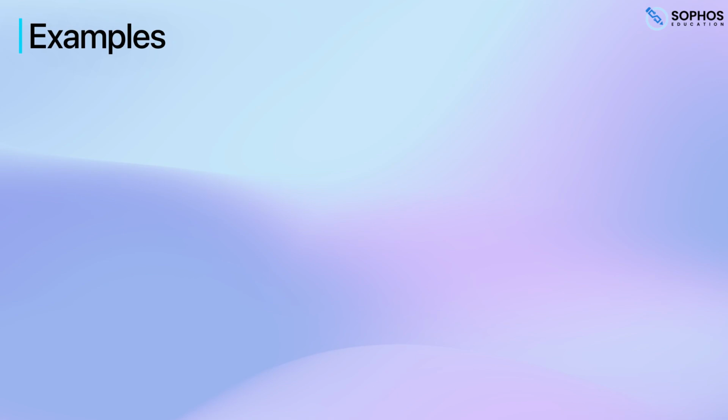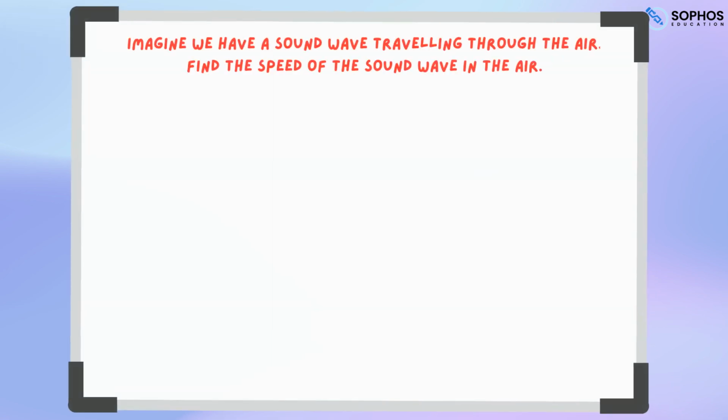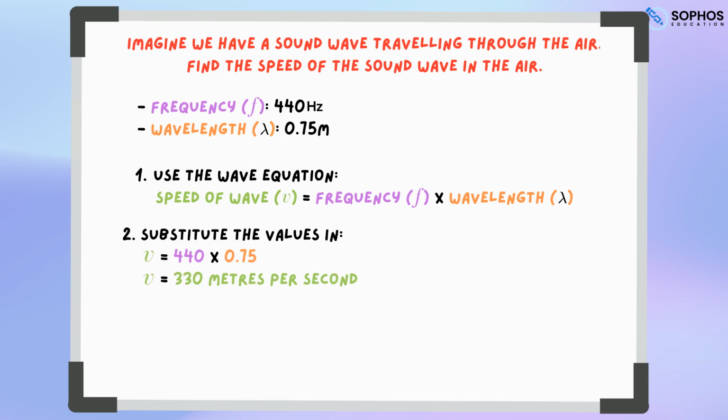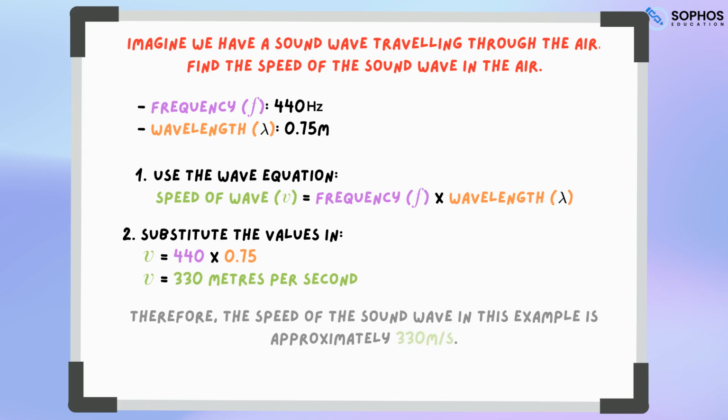Now, let's go through some examples to see how we can apply the wave equation in practical situations. Imagine we have a sound wave traveling through air, and we know that the frequency is 440 hertz and the wavelength is 0.75 meters. We want to find the speed of the sound wave in air. Using the wave equation, we can substitute the values we have been given. This gives us a calculation of 440 hertz multiplied by 0.75 meters. When we perform the multiplication, we get a final figure of 330 meters per second. Therefore, the speed of the sound wave in this example is approximately 330 meters per second.